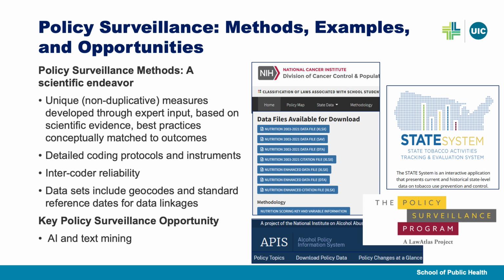On the right, I provide a few examples of free national policy surveillance systems, 3 of which I actually helped to create. All these systems use some iteration of the methods that I described. I and my team have created similar data sets nationwide for zoning laws, school district wellness policies, beverage taxes, many other topics. What's the next frontier of policy surveillance?